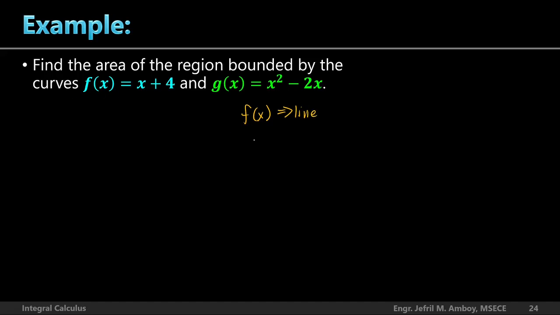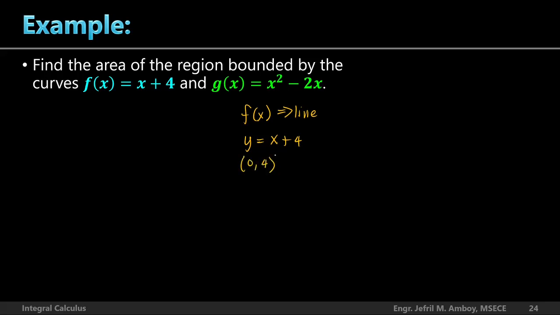So, yung f of x, gawin ko na lang y. So, y is equal to x plus 4. Now, to graph this line, we need at least 2 points. Diba? So, una natin gawin nating 0 yung x. Kapag itong x na to 0, ang y ay 4. So, meron na agad tayong isang point.